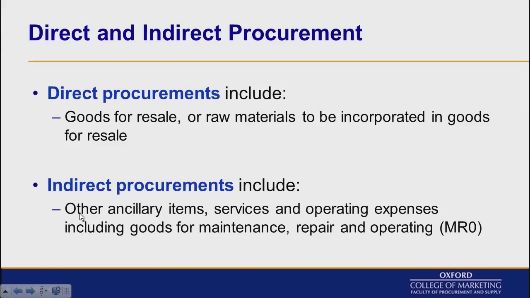Let's have a look. First of all, let's look at what we call direct and indirect procurements. That's one good classification. What are direct procurements? Direct procurements are the kind of procurements which might involve, say, a retail shop buying goods for resale. So they're buying goods to resell, or it could be raw materials or part completed and manufactured products that an organization is going to work on. So if you're a car manufacturer, it might be an engine coming in, or an engine part, or a wheel or something. It's raw materials or components which are going to be incorporated in goods for resale, as well as goods for resale.